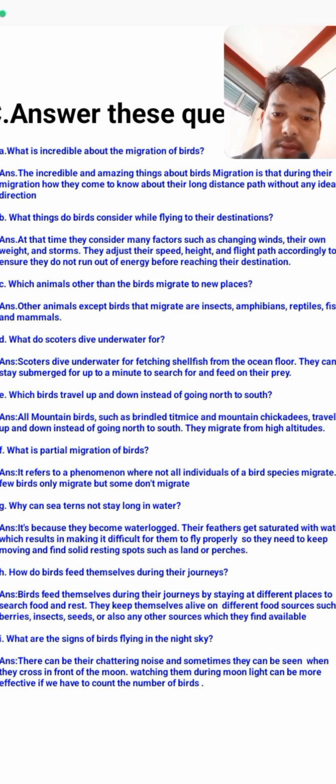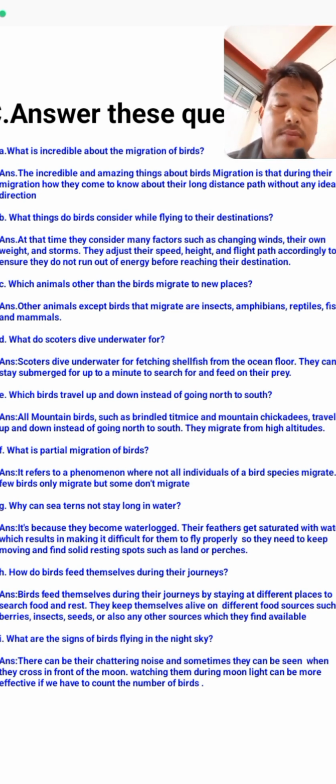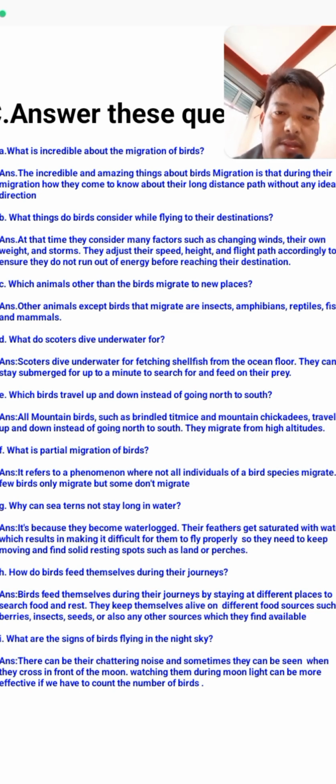The last one, what are the signs of birds flying in the night sky? If you have experienced or seen such a scene sometime, let us see what the sign is. There can be a chattering noise, or birds can sometimes be seen when they cross in front of the moonlight. When there is a full moon in the night, at that time we can see a flock of birds flying in front of the moon.